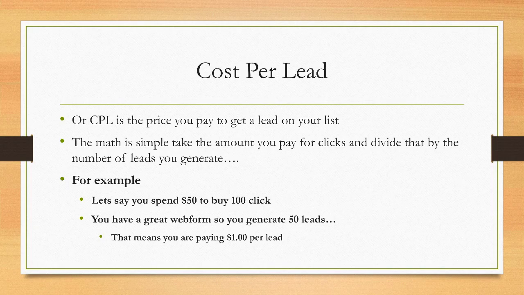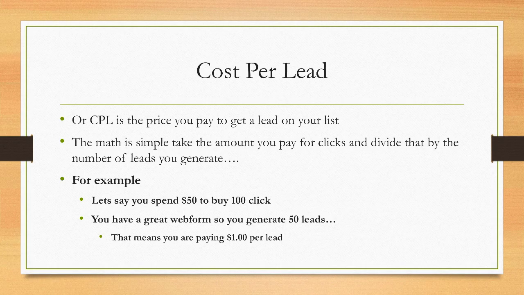For example, let's say you spend $50 to buy 100 clicks. And you have a great web form, and the guy you bought the traffic from has got a fresh list, and you got 50 leads. That's a 50% conversion rate. You're not going to be able to sustain that if you do get it ever. Occasionally it happens, but let's say you get 50 leads for $50, you're paying $1 per lead.